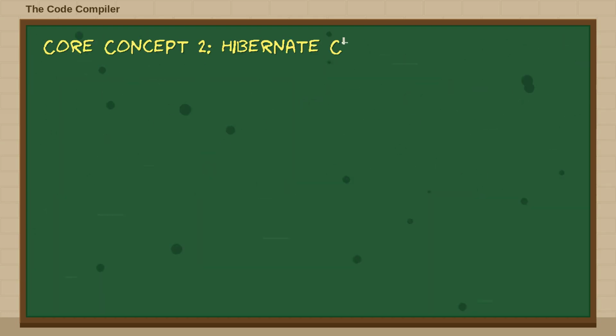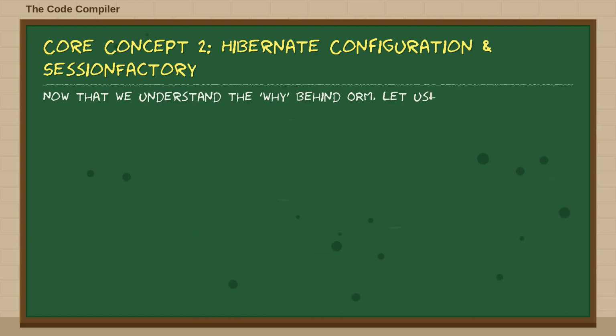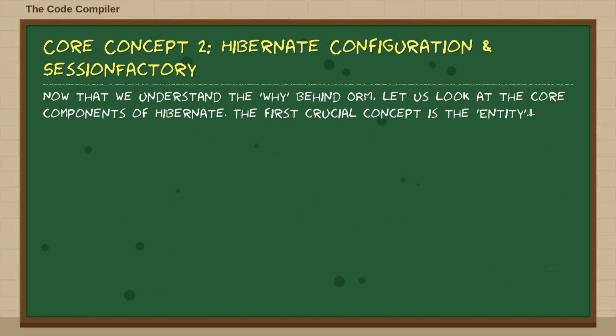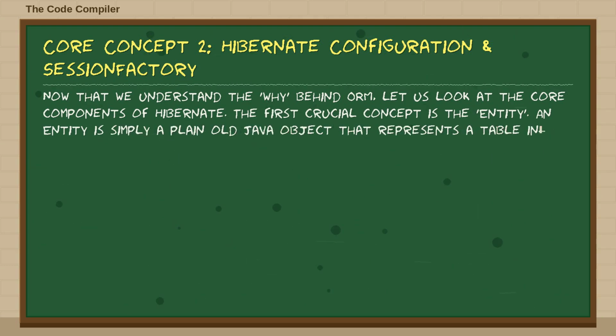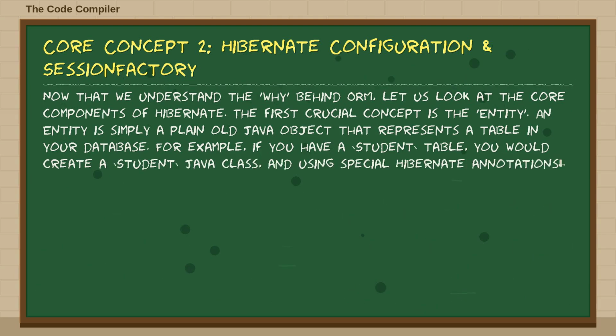Now that we understand the why behind ORM, let us look at the core components of Hibernate. The first crucial concept is the entity. An entity is simply a plain old Java object that represents a table in your database. For example, if you have a student table, you would create a student Java class, and using special Hibernate annotations like @Entity and @Id, you mark it as an entity. The @Id annotation specifies the primary key of the table.